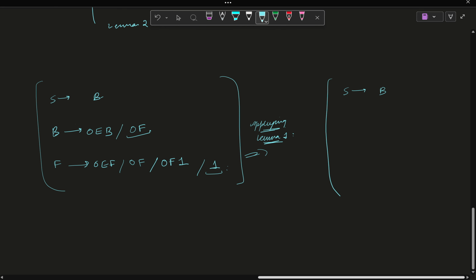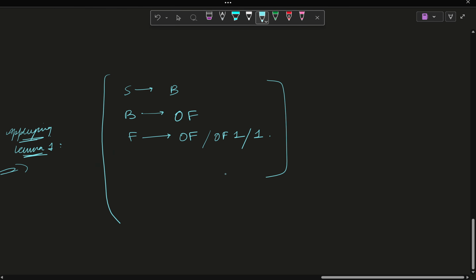There's only one start symbol. So B is ending with 0EB and 0F. So this is also not going anywhere. So we can also remove this. So basically, B is ending in 0F, and then F is ending in 0EF. Well, again, E is not a useful one. We've already removed it. So this also goes. And F is going to 0F. It is also going to 0F1 and is also going to 1. So this is the final set of productions that we have obtained.